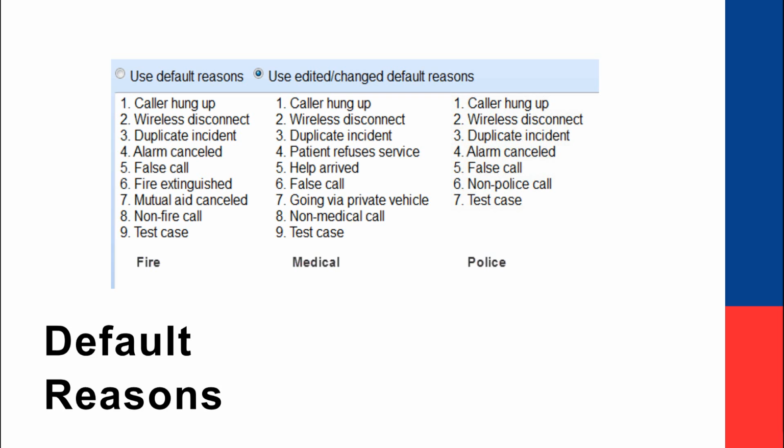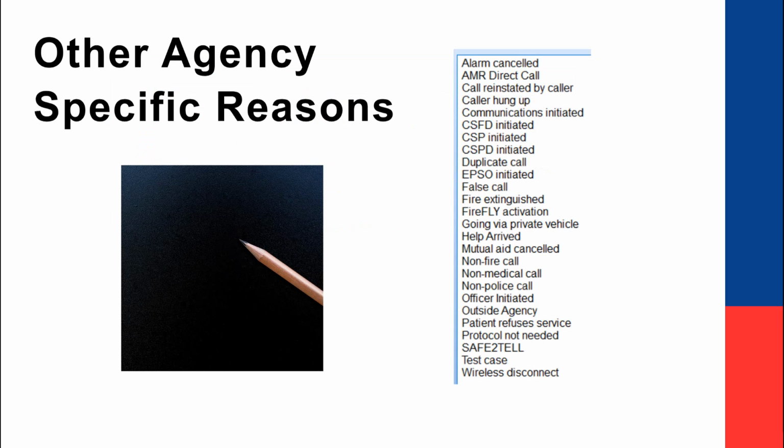Some of the default reasons would be, perhaps during a fire call, that the caller hung up, there was a duplicate incident, the fire has been extinguished if your policy allows that, or it's simply a test case. Some medical reasons could be that help had arrived, or that this was a non-medical type call. A police reason could be that the alarm was canceled, or it was a wireless hang-up call. Other agency-specific reasons can be very customizable to whatever specific needs your agency commonly uses.